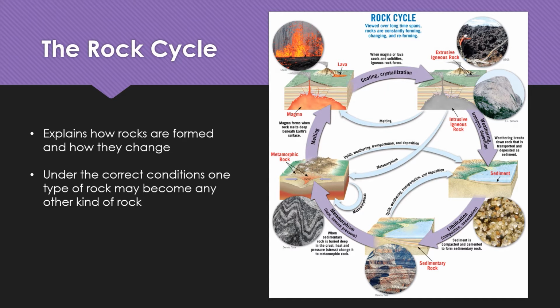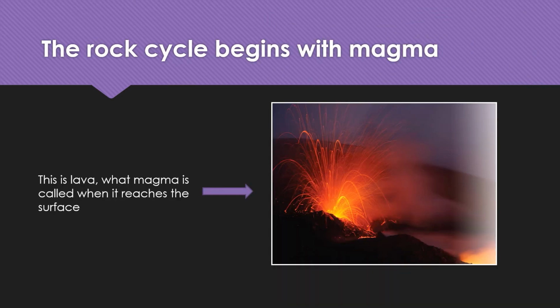Under the correct conditions, a rock may change into any of these other rocks. So an igneous rock can become a sedimentary rock, or a metamorphic rock, or another igneous rock. The rock cycle technically begins with magma. So this is lava, which is what magma is called when it reaches the surface of our planet.